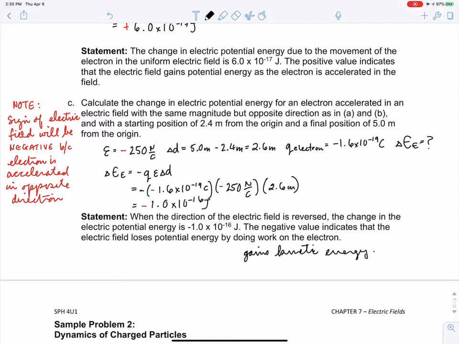And we'll look at the law of conservation of energy and how a loss in electric potential energy equals a gain in kinetic energy. Much like when you move a mass through a gravitational field, any loss in gravitational potential energy equals a gain in kinetic energy.